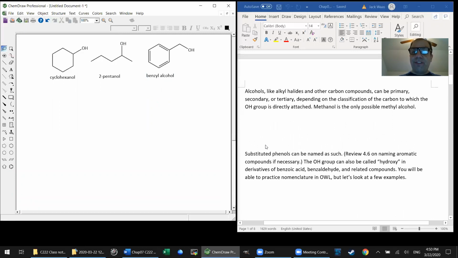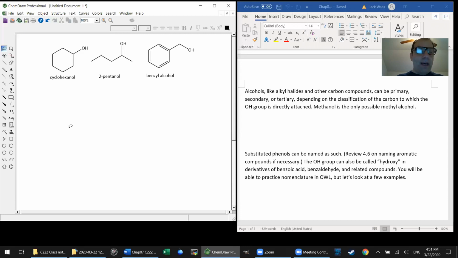Now, of course, there's different types of alcohols, just like there's different types of alkyl halides, just like there's different types of sp3 hybridized carbon atoms in general. So alcohols can be primary, secondary, or tertiary, depending on the carbon that has the OH group directly attached. So I would say that cyclohexanol is secondary because the carbon attached to the OH is secondary in cyclohexanol. Same thing for 2-pentanol. And in benzyl alcohol, this would be a primary alcohol because this carbon is now primary. There is only one methyl alcohol, which you can call methyl alcohol, CH3OH, or we call it methanol.